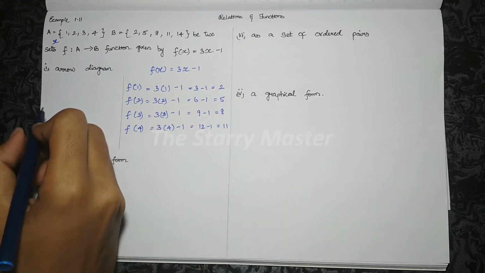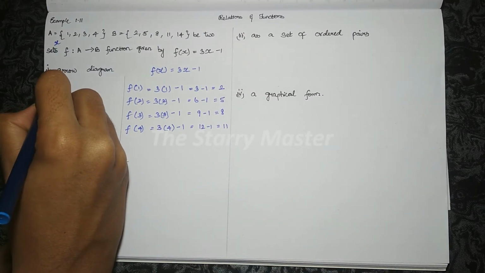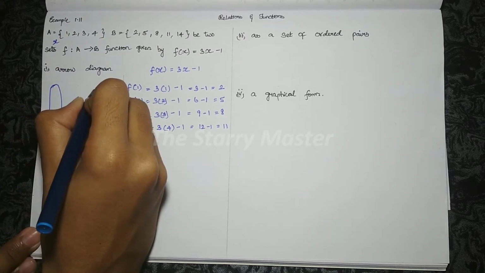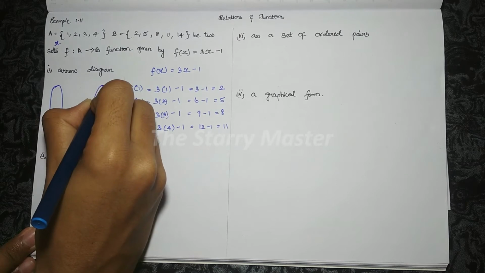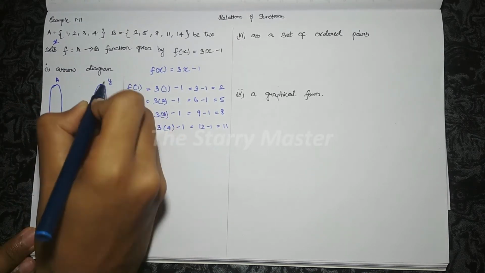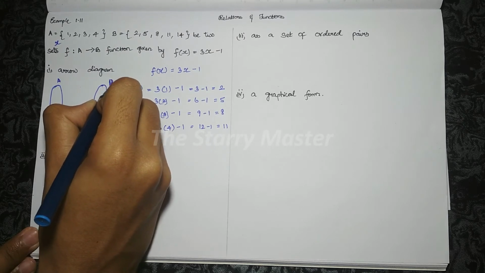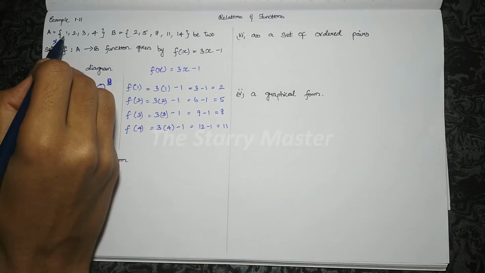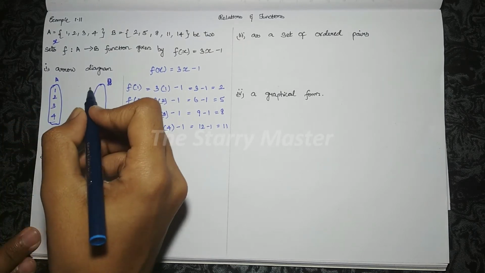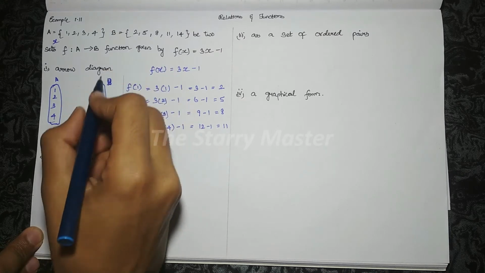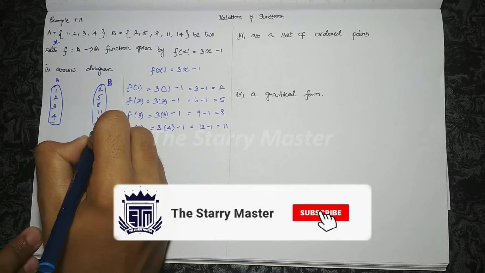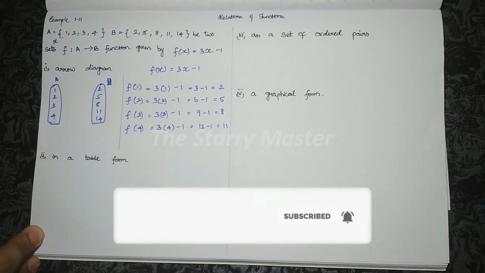By using this we have to make an arrow diagram. We have to mark A and B. Then the values of A, 1, 2, 3, 4, we write here, and the values of B, 2, 5, 8, 11, 14, we write here.